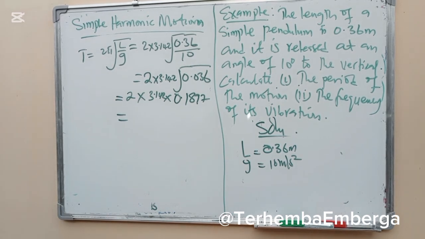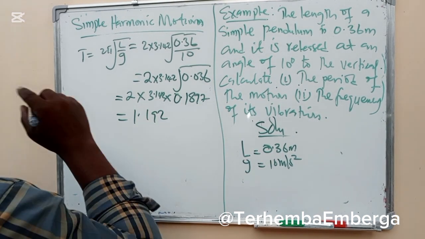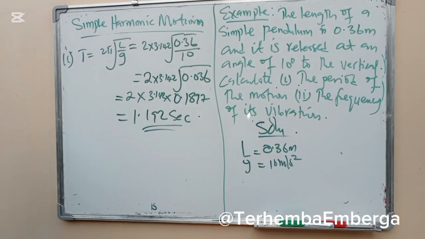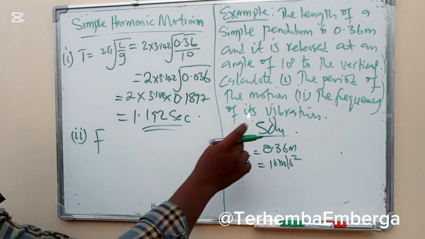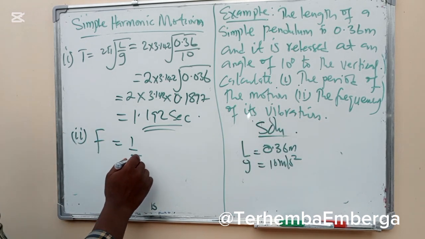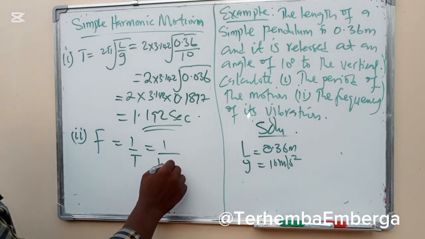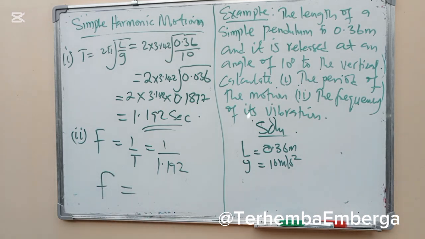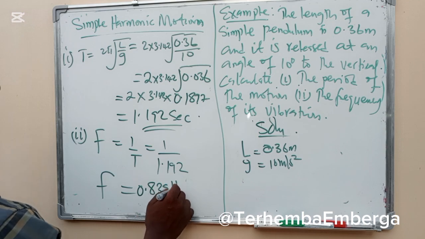So evaluating this, we have 1.192 seconds as the first one. Then the second one, we talk about frequency, which is 1 over T. So in this case, we have 1 over 1.192. By the time we evaluate that, we have 0.839 Hz.